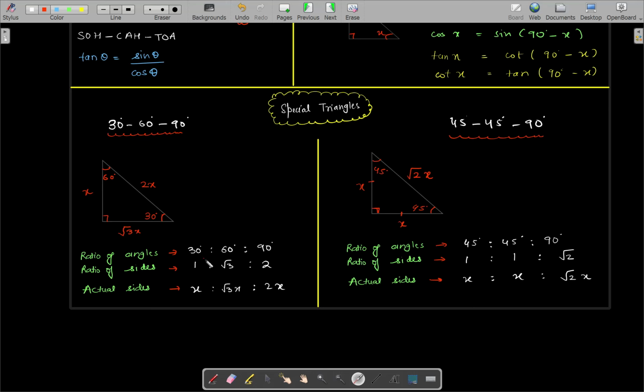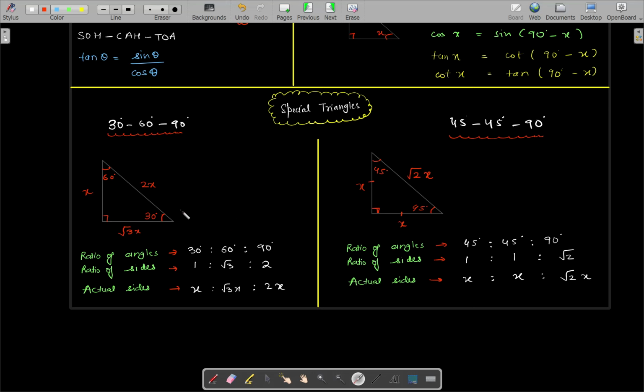Okay, so 1. I mean, if one side is x, then x is the side which is opposite to the 30-degree angle. Then you'll have the side which is opposite to the 60-degree angle as root 3 times x, and the side which is opposite to the 90-degree angle will be 2 times x.